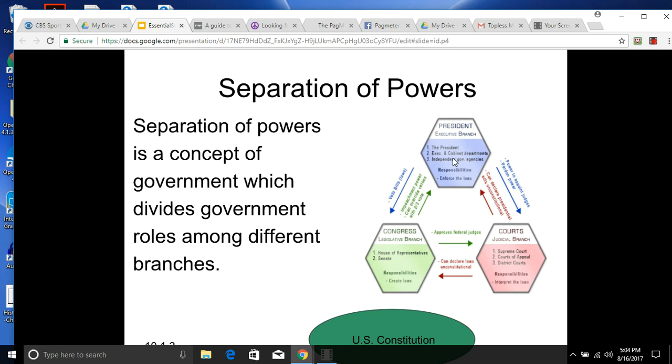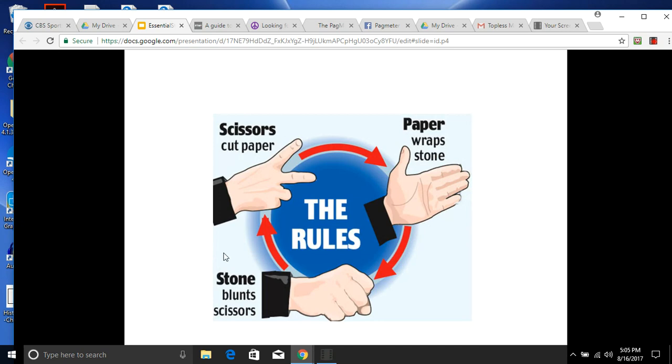The president, representing the executive branch, has certain powers. The courts, representing the judicial branch, have certain powers. And Congress, representing the legislative branch, has certain powers. Each one of these branches has its own powers and in many ways limits the other 2 branches.